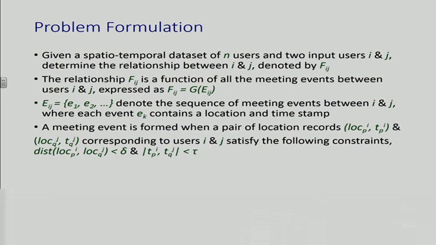So, formally putting this problem: given a spatiotemporal data set of n users and given two input users, i and j, the goal is to determine the relationship strength of i and j, which we denote by f. Okay. So this relationship is actually a function of all the meeting events between these two users. So what actually qualifies as a meeting event between these two users is something like this. If two users are in close spatial proximity within a given time window, that qualifies as a valid meeting event.